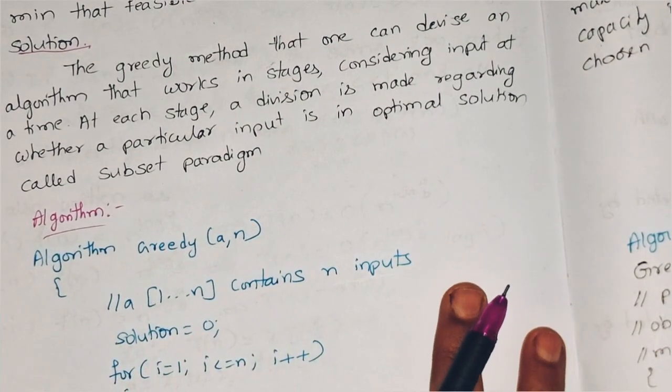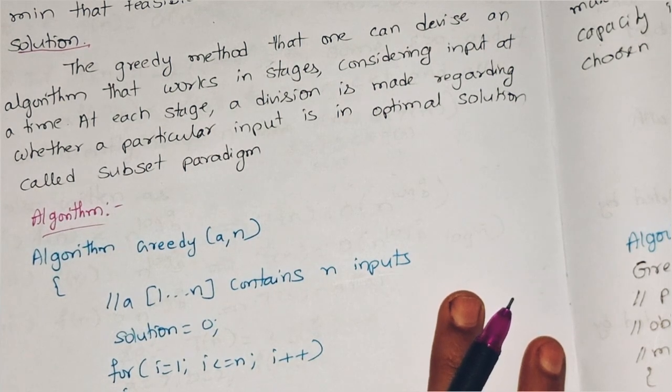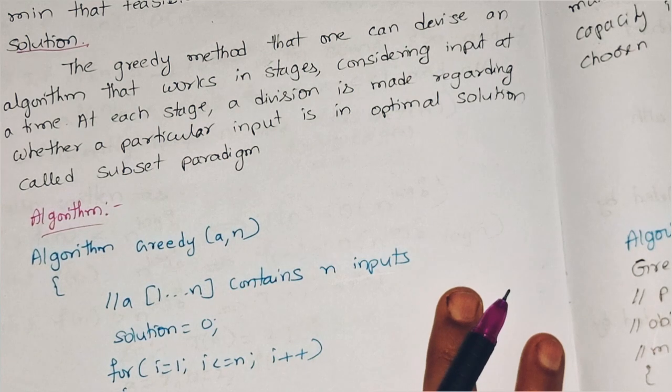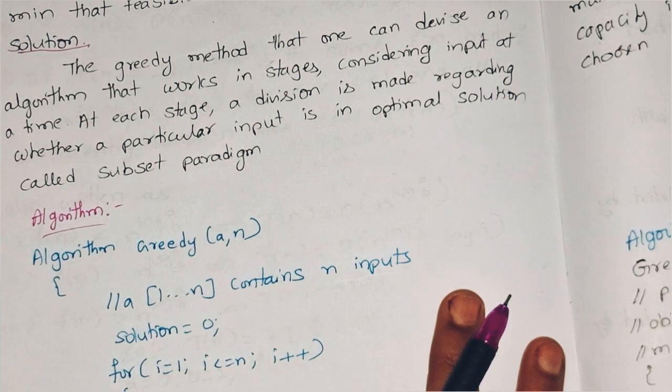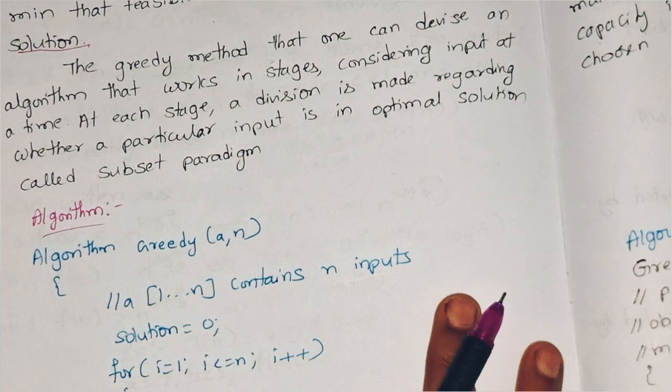Some examples of the subset paradigm are job sequencing with deadlines, the knapsack problem, and minimum cost spanning trees. Whereas problems like optimal storage on tapes, optimal merge patterns, and single source shortest path are based on the ordering paradigm.